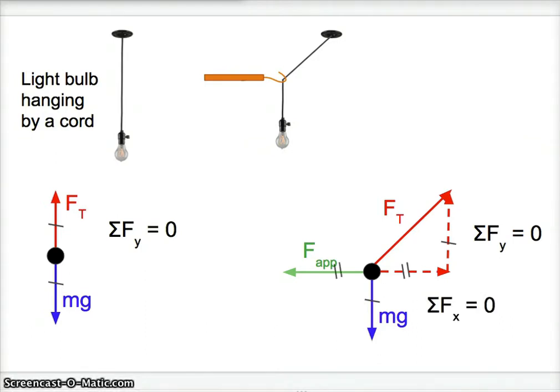And then we can also say sigma F in the x direction has to be zero as well. If our light bulb is not moving, if our knot or our connection point between everything is not moving, then the applied force pulling to the left has to be balanced by the other component of tension pulling to the right. Of course, to find those components, we would use some triangle trigonometry, but the key thing here is that the equilibrium idea holds true in all directions. Let's take a look at a couple examples to see how this looks when it's put into play.